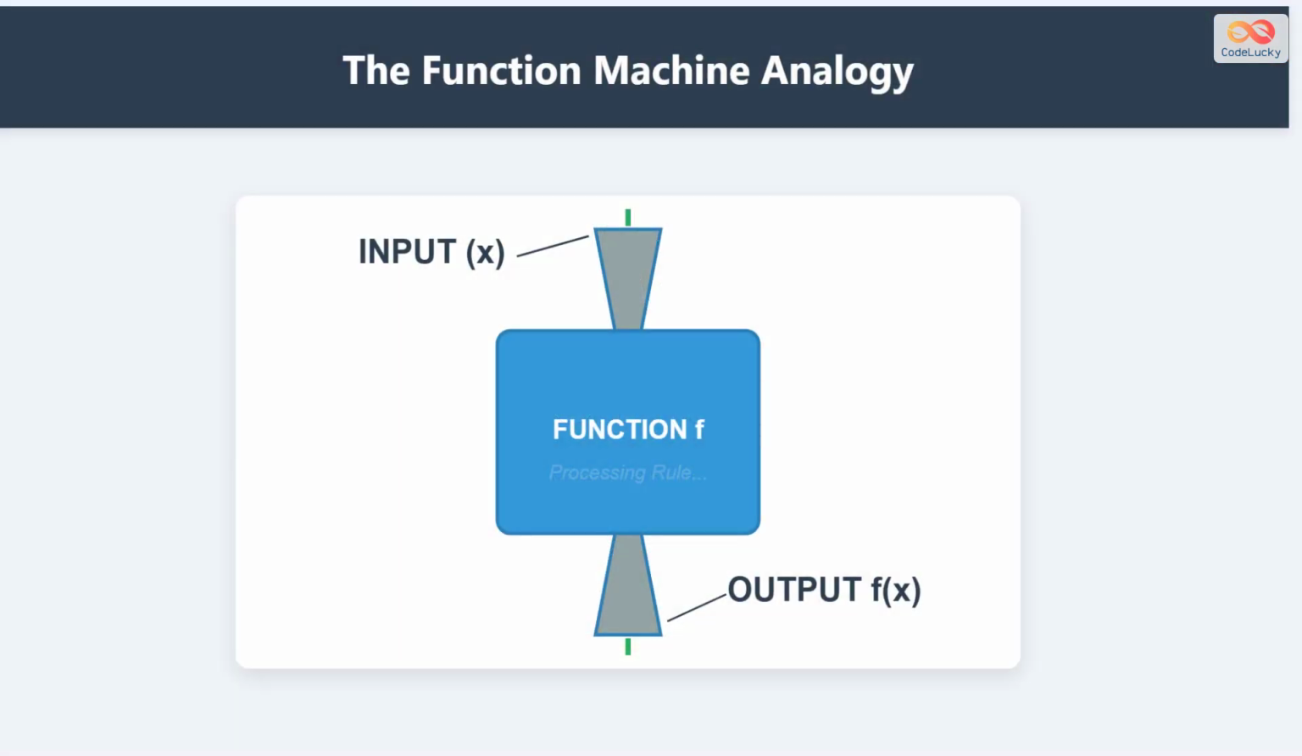The best way to think about a function is like a machine. Imagine a box that does a specific job. You put something into the top, the machine processes it according to a rule, and then something new comes out the bottom. In math, we call what goes in the input and what comes out the output. The function is just the machine itself.